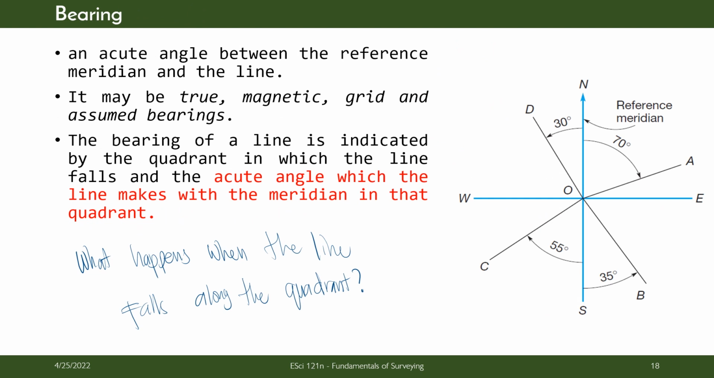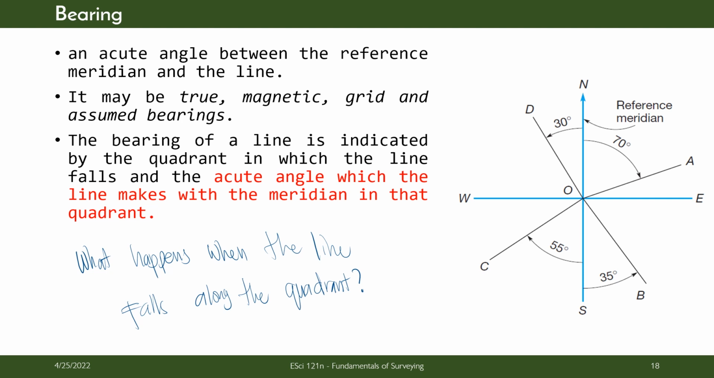Now let's proceed to the important angular measurements in surveying. So we have the bearing. Bearing is an acute angle between the reference meridian and the line. This angle may be referred to a true meridian, magnetic meridian, grid meridian, or assumed meridian, as long as the meridians are defined well.